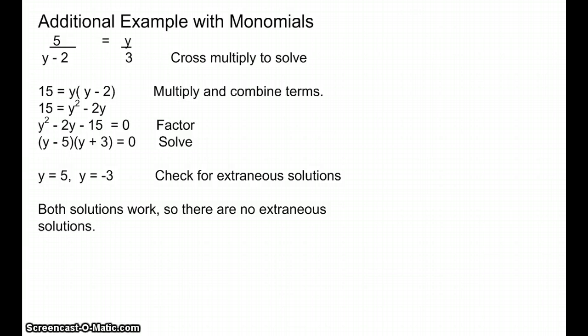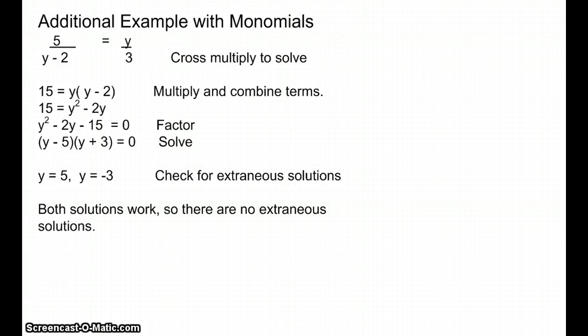Another example with monomials is this, 5 over y minus 2 equals y over 3. Again, to solve it, you cross multiply. So we get 15 equals y times y minus 2. That is 15 equals y squared minus 2y. To solve this, bring all your terms to the same side and factor it. So we get y squared minus 2y minus 15 equals 0. And that factors to y minus 5 times y plus 3.